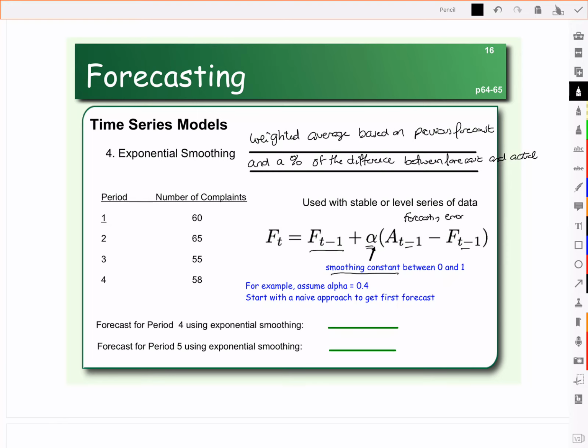Let's look at a scenario where alpha is 0.4. Okay? So let's say we want to forecast for period 4. Well, when you are using the exponential smoothing method, there are some decisions you're going to have to make. You're going to have to choose your initial forecasting method.